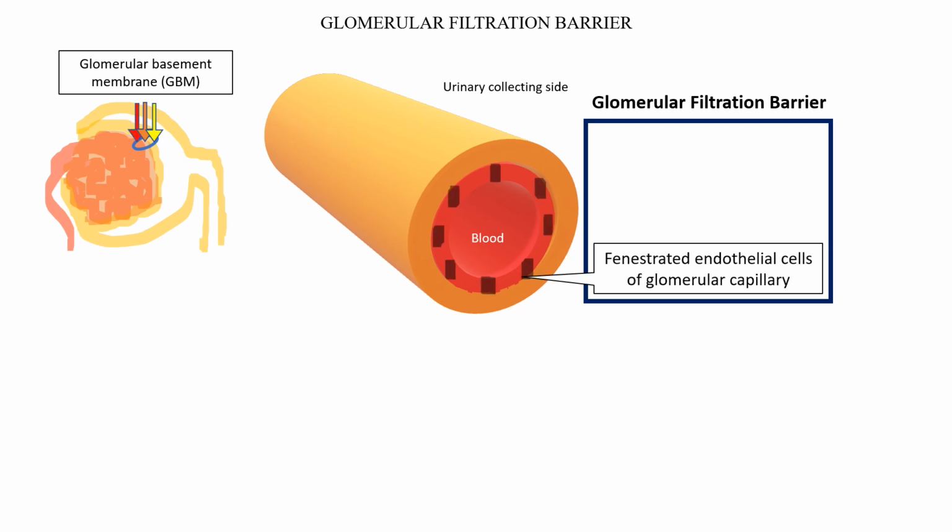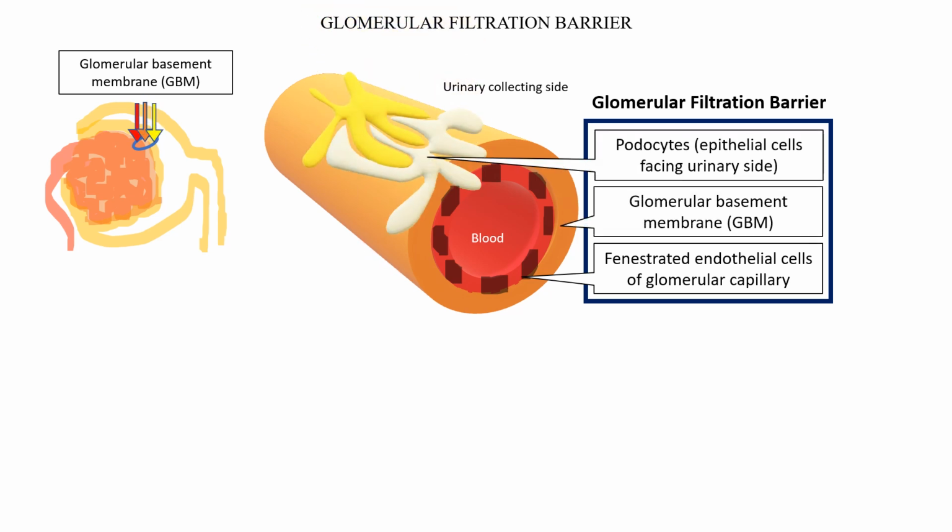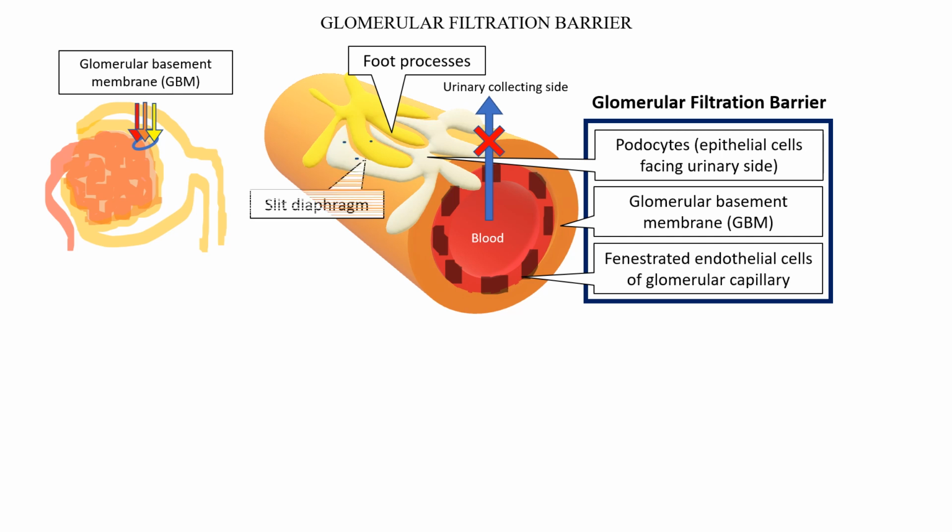Taking a closer look at the glomerular filtration barrier. Starting with the glomerular capillary with its fenestrated endothelial cells, glomerular basement membrane in the middle, epithelial cells from the urinary site called podocytes stretch out into finger-like projections over the GBM to prevent passage of big molecules such as albumin from the plasma into the urinary space. These finger-like projections are called podocyte foot processes. Foot processes of neighboring podocytes interdigitate with each other, leaving filtration slits that are bridged by extracellular structures called slit diaphragms.